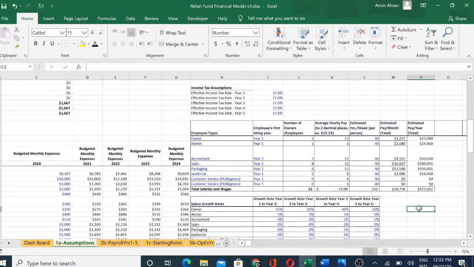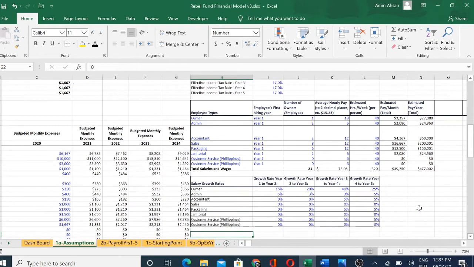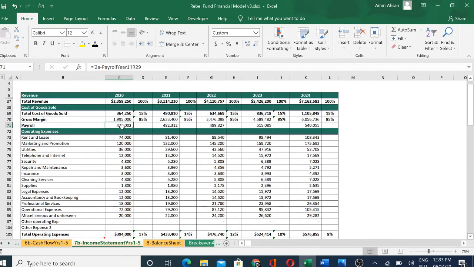So now let's come to the next years. These are the growth rates for the salaries. If you want to increase the salaries, for the owner 15% for year 1 to 2, 20%, and so on. Similarly I can increase the salary of admin, and I can increase the salary of accountants, and so on. You can change these figures to increase the salaries of every category of person, so that it will affect the payroll figure here. So this figure is calculated from those figures.